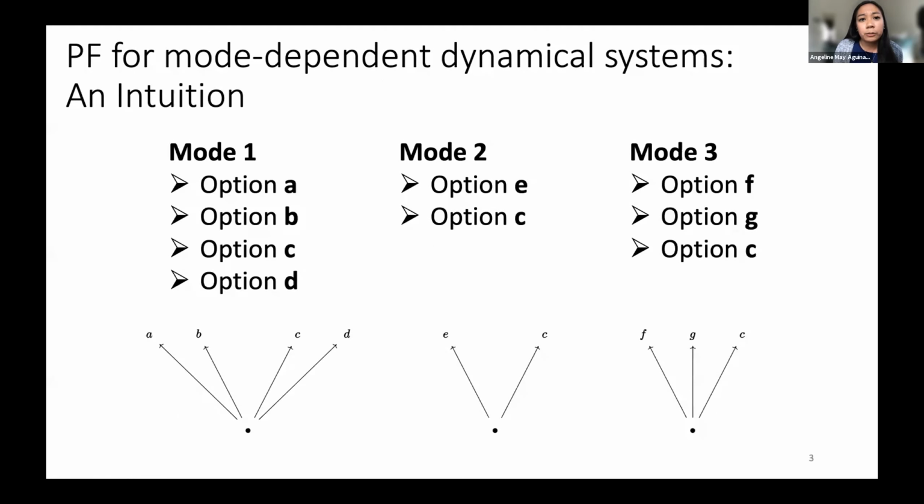And so just in an example here, suppose we have 3 modes in a system, and in mode 1, we have a few options. We have 4 options to select, option A, B, C, or D. The semantics of it doesn't matter at the moment, but just imagine that there are 4 options to select. And in the second mode, we have 2 options, E and C. And in the third mode, we have 3 options, F, G, and C. We can view these different modes as the forest representation, as I showed in the previous slide. And when you add these all together, it can represent the entire dynamics of a mode-dependent dynamical system.